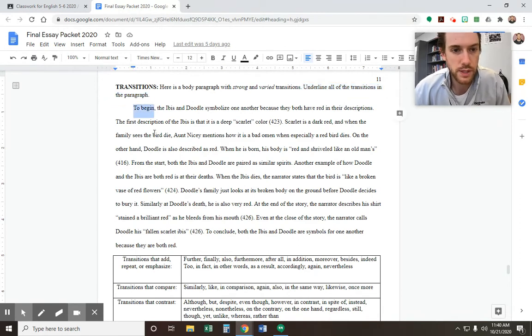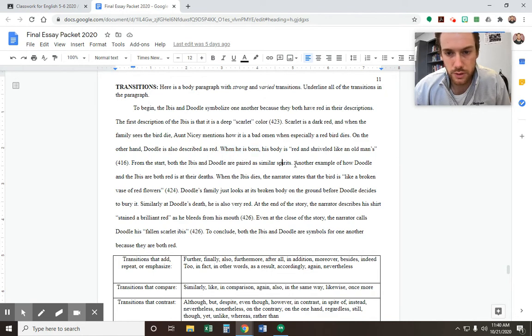To begin, okay, you should have underlined that. That's what we call an external transition. It starts the entire paragraph, okay? That is a good transition to use to start a paragraph. The next transition you should have underlined is right here, on the other hand. On the other hand is a transition that shows contrast. It basically means however, okay? You should have also underlined when he is born. That's a time transition, okay? It shows me time has passed.